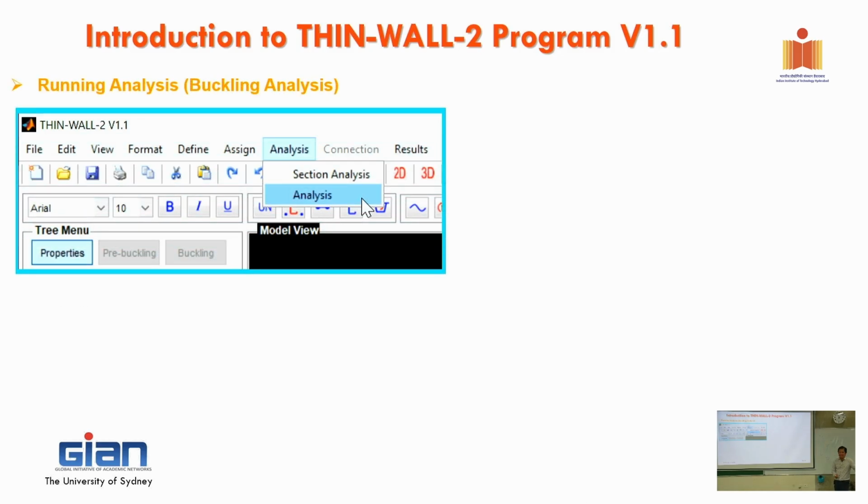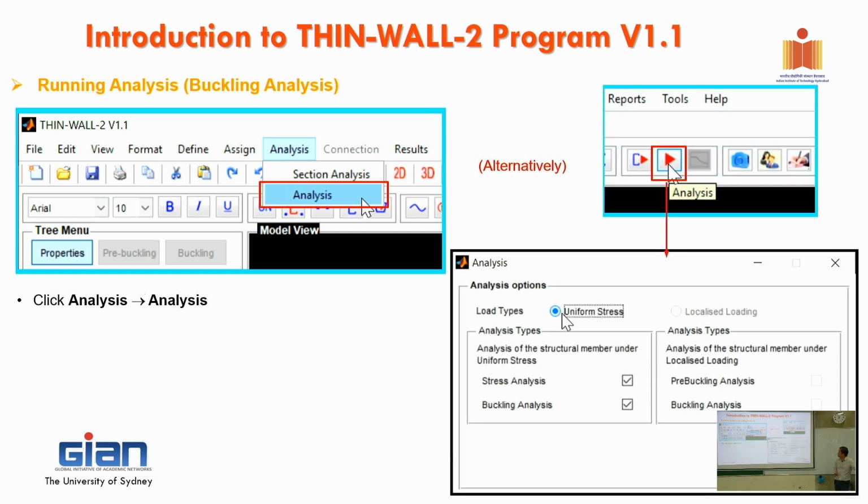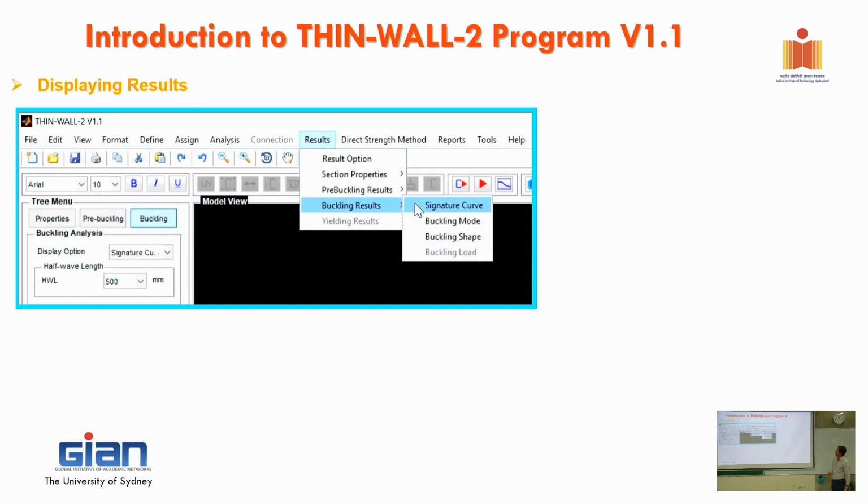And now buckling. That is where we get the signature curve. So you click analysis, or in the other, you can click on that. And then you click on your lab in here, you got a uniform stress. And then you click on stress analysis and buckling analysis. And then you run it, and that will show you the result.